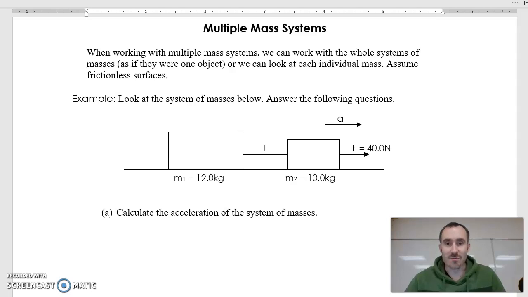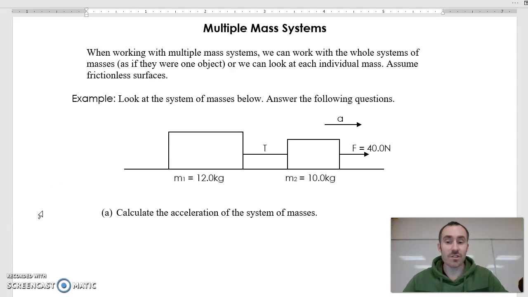Multiple mass systems is lesson 3, and there are multiple ways of looking at this type of problem. I'm going to show you one way of looking at it, the way that I have found to be clearest for most people. If you find a different way that you like to think about it, feel free to go with that as long as it works out for you.